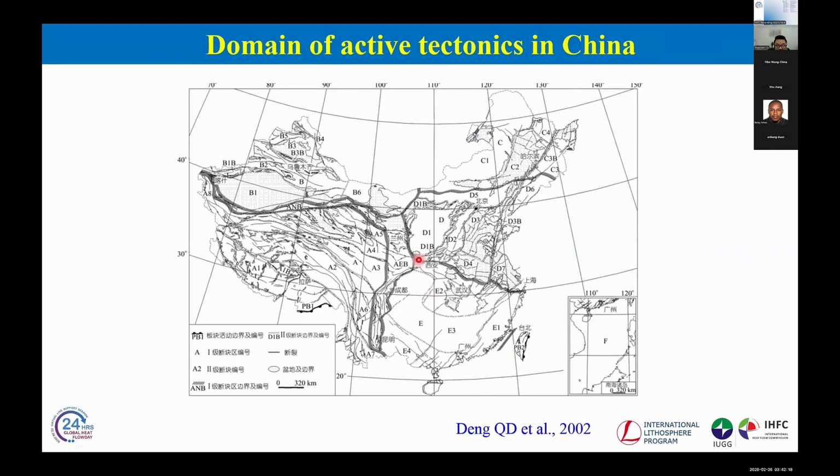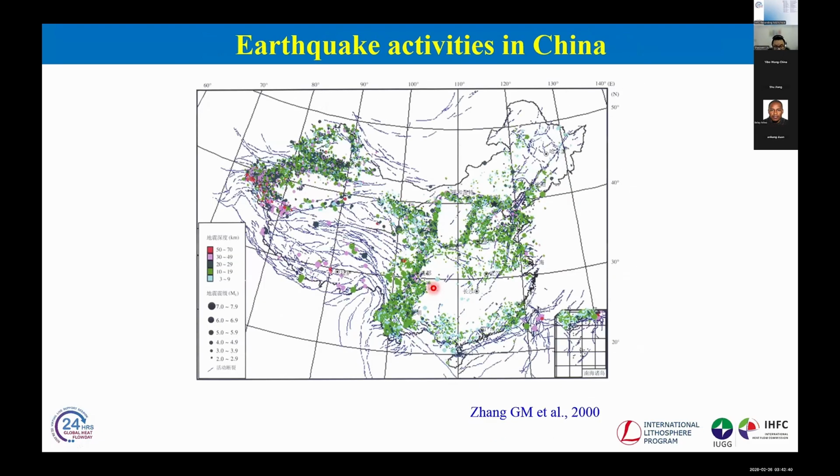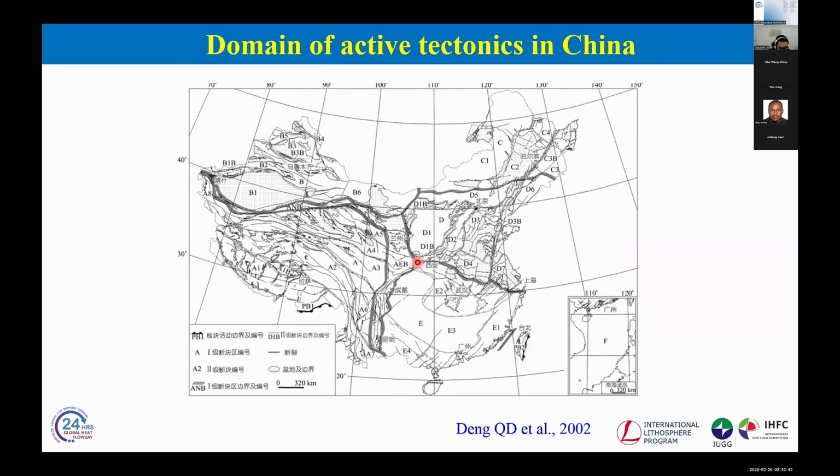So this is the active tectonics classification of China proposed by Professor Deng Qidong. We can see a lot of blocks in different areas of China. This is the South China block, this is the North China block, the Northeast block, and this is the Northwest block. We can see it is a little bit similar to the distribution of earthquakes like this one. So I think this basic pattern of the classification of the tectonic areas is controlled by the rheological and thermal state of the lithosphere.